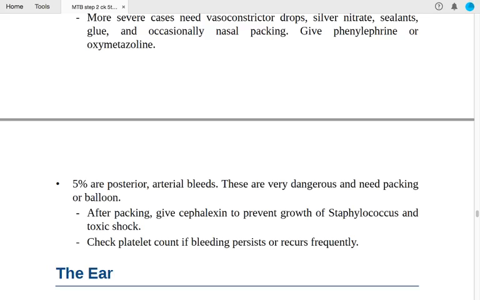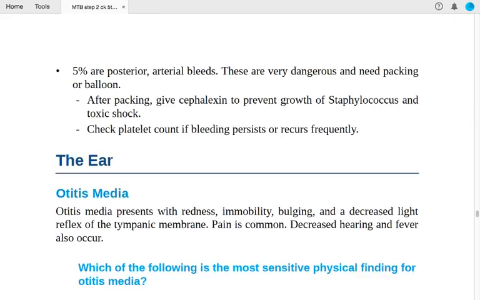Check platelet count if bleeding persists or recurs frequently, right? If patients bleed a lot frequently, then you will go for the platelet count testing. That's important. Now we're coming towards the ear.